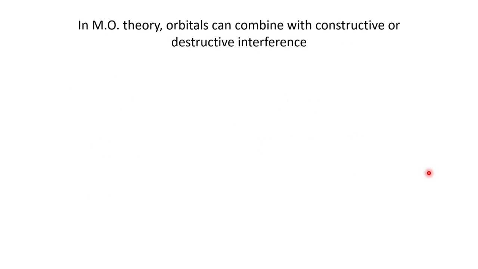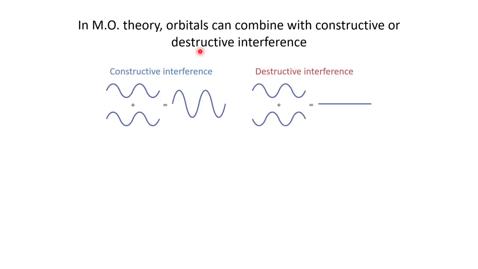So in molecular orbital theory, we talk about orbitals combining with either constructive or destructive interference. This comes from the fact that, remember, electrons are really, really weird and they can behave like waves. So when you add two waves together, you can get your constructive interference, or they can interact in a way that they cancel each other out and you get that destructive interference. And so what we would call this is in phase and out of phase. The in phase comes from the constructive interference and the out of phase comes from the destructive interference.